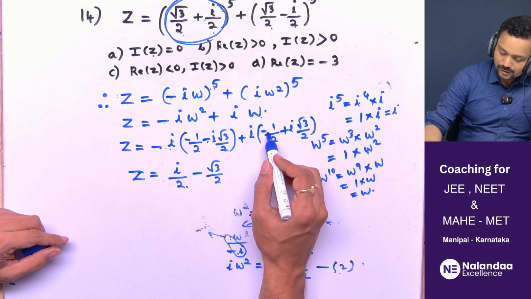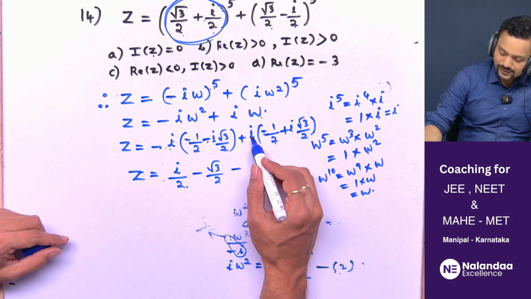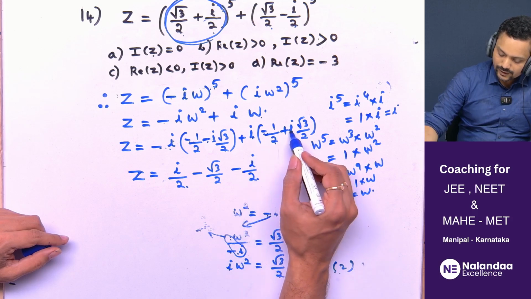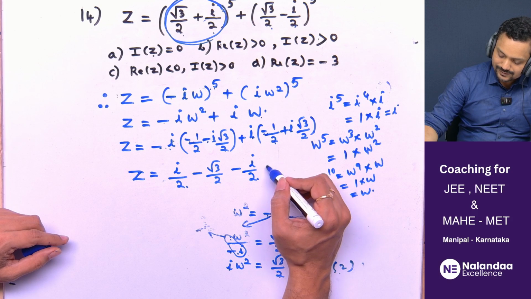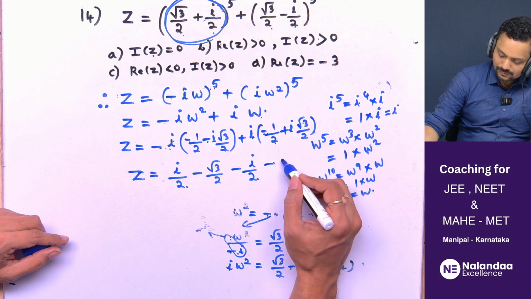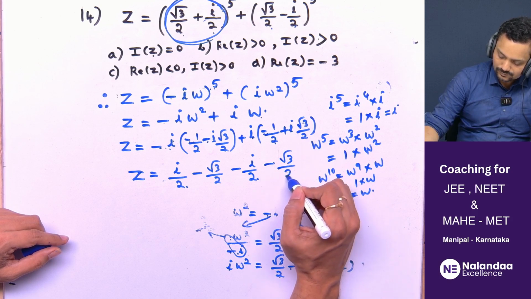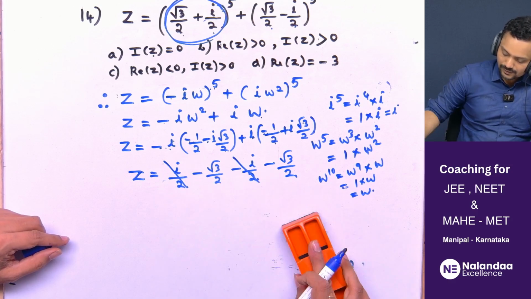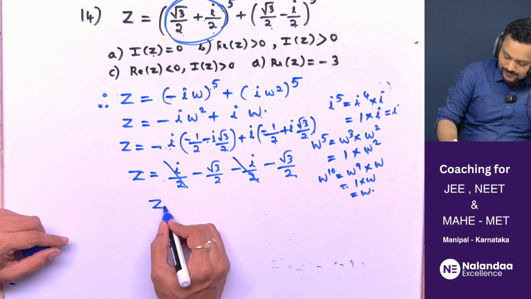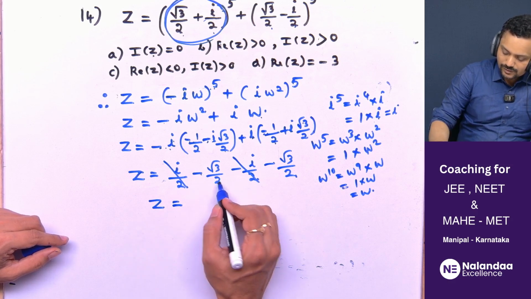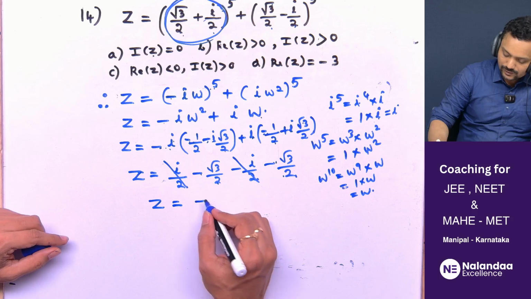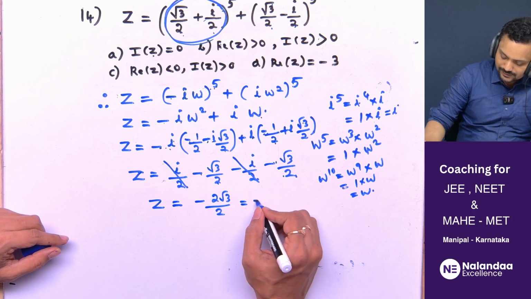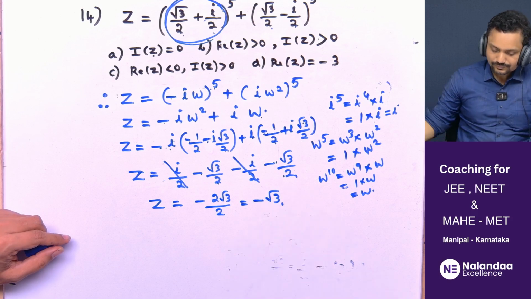Then I into minus half will be minus i by 2, and i into i into i is i square, that is minus 1 root 3 by 2. So this term is going to cancel with this term, and therefore we will get z is equal to minus root 3 by 2 minus root 3 by 2, which is nothing but minus 2 root 3 by 2, which is the same as minus root 3.